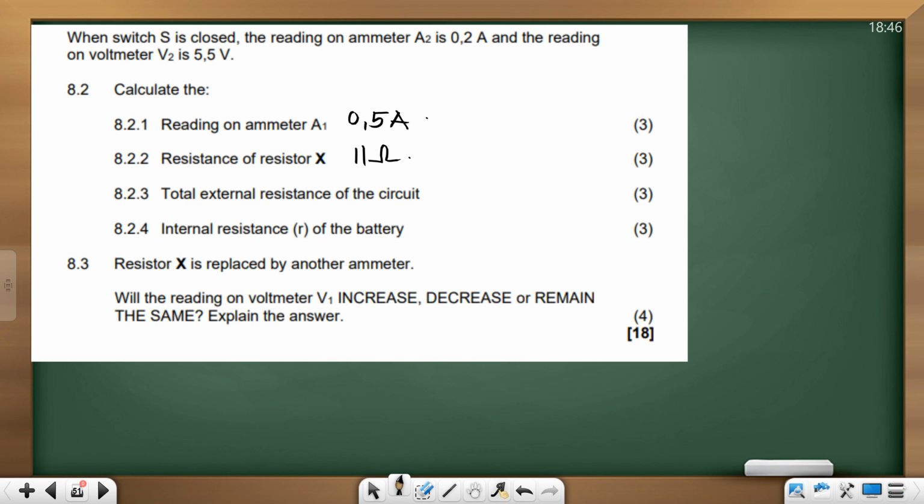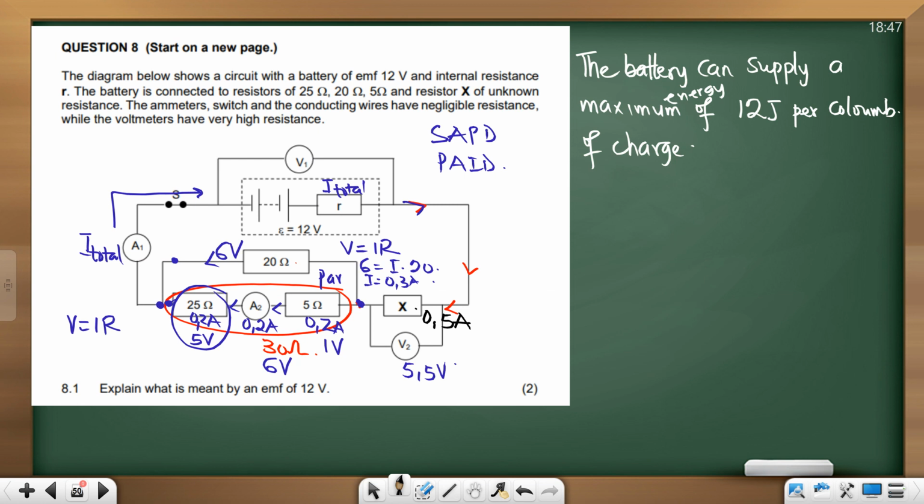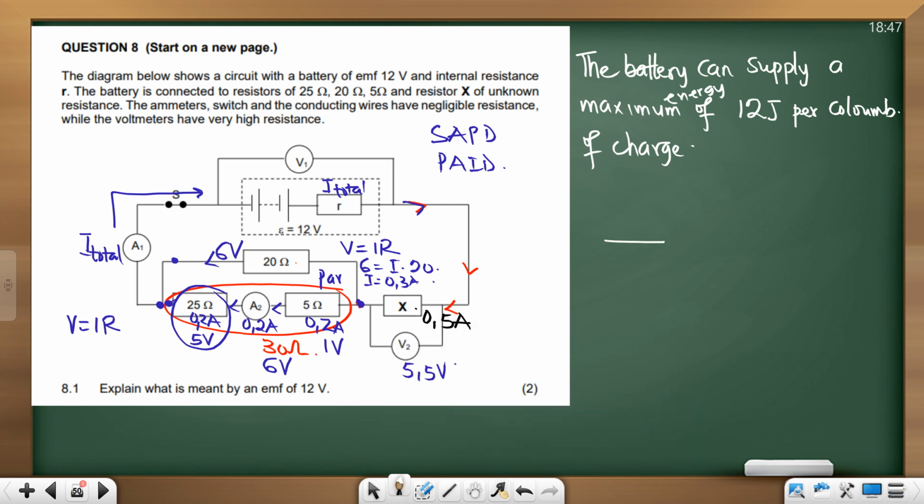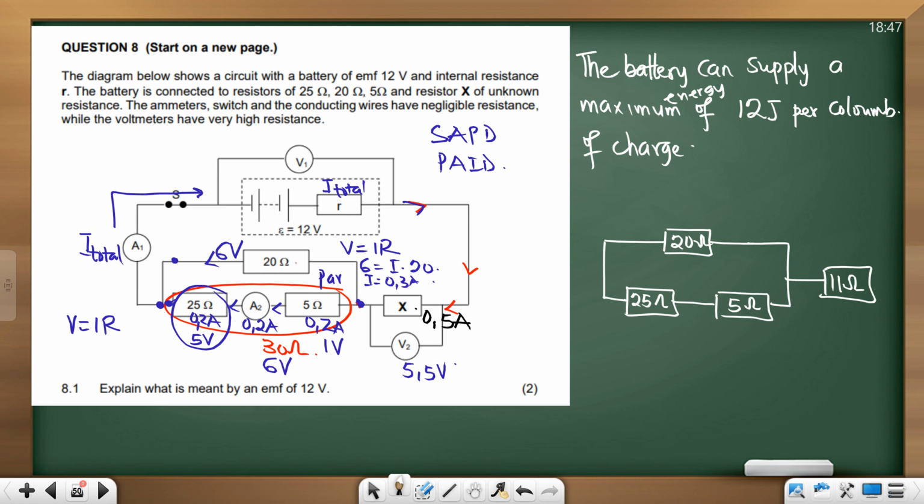Calculate the total external circuit resistance. Can I ask you to do the calculation for me quickly? Please calculate. This one is 11. Let me draw it out for you. Let's check. We've got 20 ohms. 5 ohms here. 5 ohms here. 11 ohms here. Please, everybody, quickly, you've got 60 seconds. Calculate the total resistance.